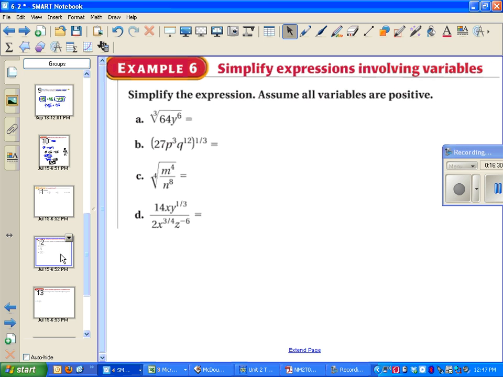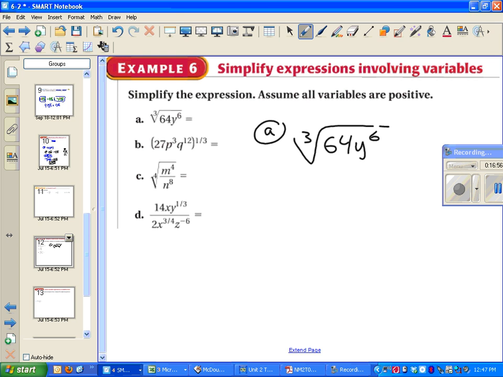All right, for example 6, we're doing the same thing, it's just a little bit more complicated. So for A, we have the cube root of 64y to the 6th. All right, so I'm going to break down 64 and break down y to the 6th.